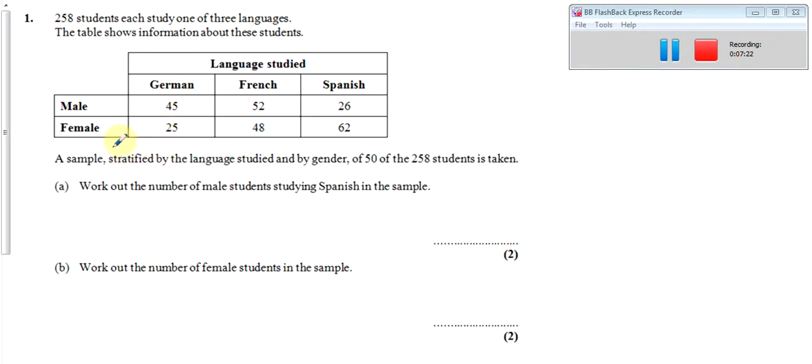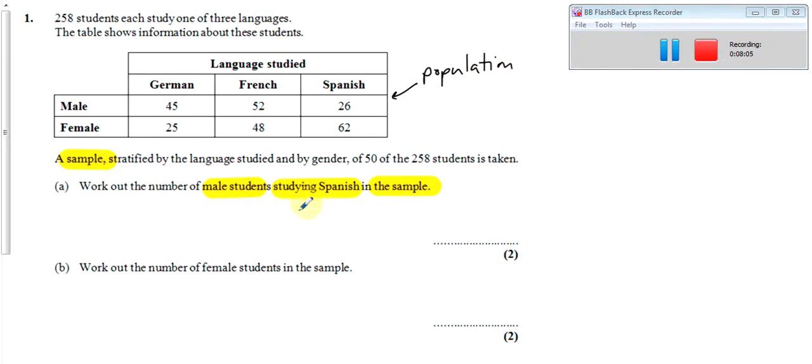So this is the population here. So this is the whole lot, 258 students, and it tells you what they study and the male, female. So we've got 2 directions, 2 strata here. We've got the language strata and the gender strata. Now, 258 students is obviously too many for what they're doing, so they're going to take a sample, and we have to work out the number of male students studying Spanish in the sample. So the answer is not 26, because this isn't in the sample. This is 26 in the population.